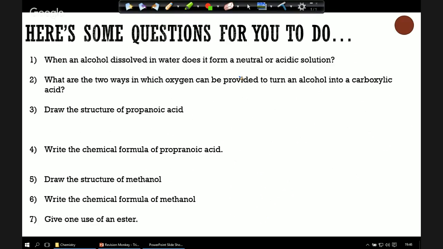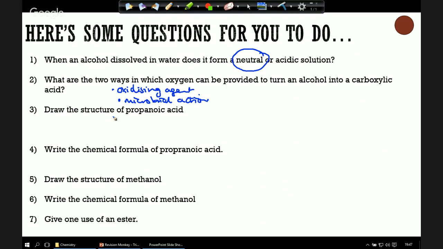Okay, I'm just going to go through the answers now. If you've not quite finished, feel free to pause and then catch up. It says, when an alcohol is dissolved in water, does it form a neutral or acidic solution? It forms a neutral one, because remember, carboxylic acids, the clues in the name, form the acidic solutions. What are the 2 ways in which oxygen can be provided to turn an alcohol into a carboxylic acid? Well, it could be a chemical oxidizing agent, or it could be microbial action, so using microbes and fermentation.